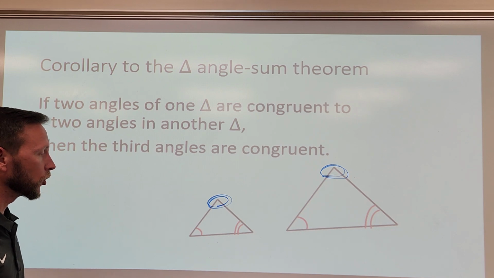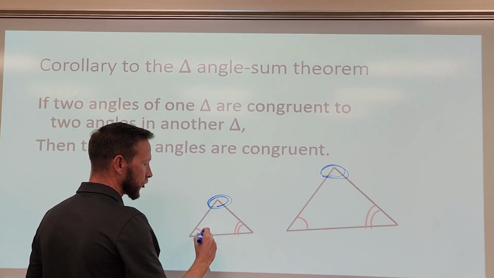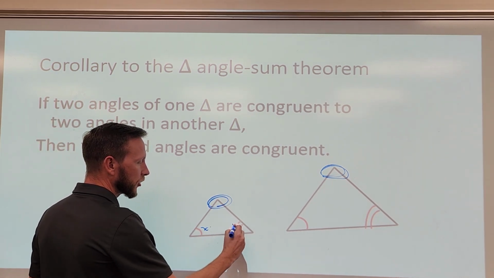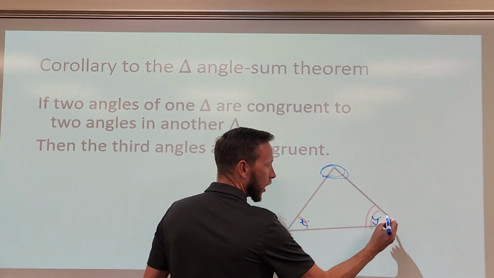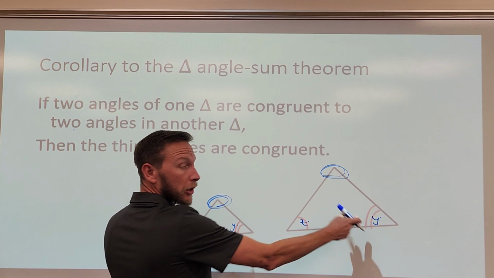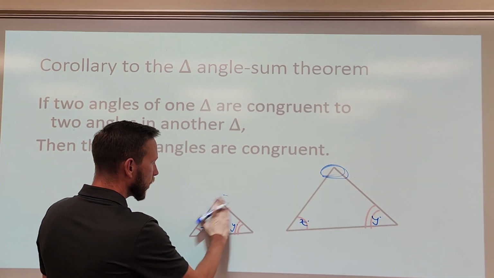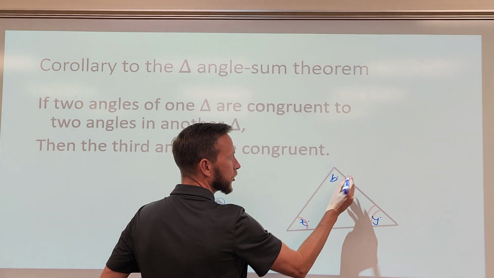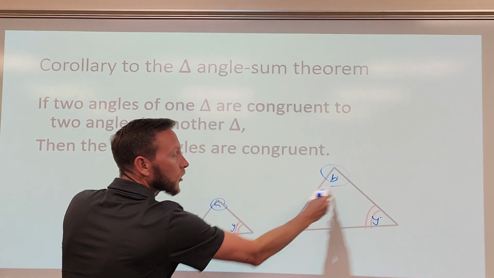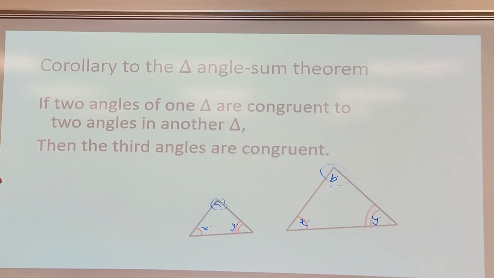Here's how we're going to explain why this is true. I've got this is x degrees, this is y degrees. If this is x degrees and y degrees also, they are congruent, they're going to have the same measure, then what I'll do here is I'll have a degrees and I'll have b degrees. What do we know about triangles? We know that the sum of the measures of the angles in a triangle is 180.